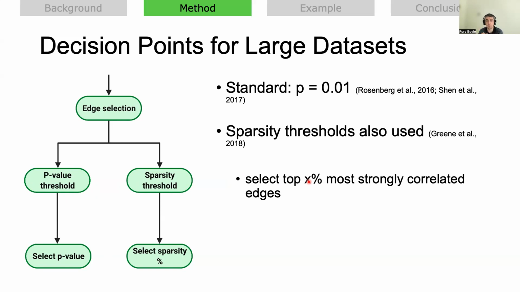Sparsity thresholds have also been used. For example, Abigail Green and colleagues in 2018 applied a range of different thresholds where only the top X% of the most strongly correlated edges were selected, ignoring their p-values. So Green and colleagues looked at different sparsity thresholds, including 1%, 2%, 5%, and 10% of the top most strongly correlated edges.